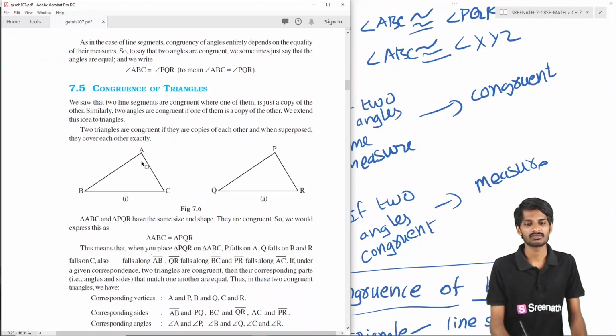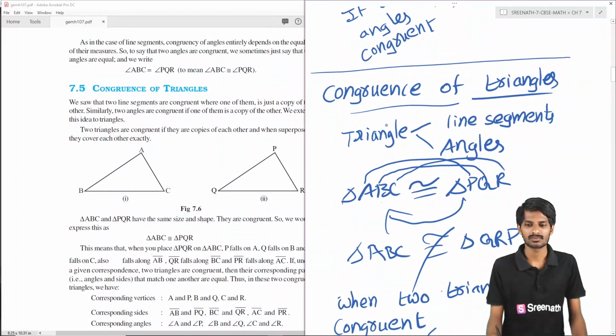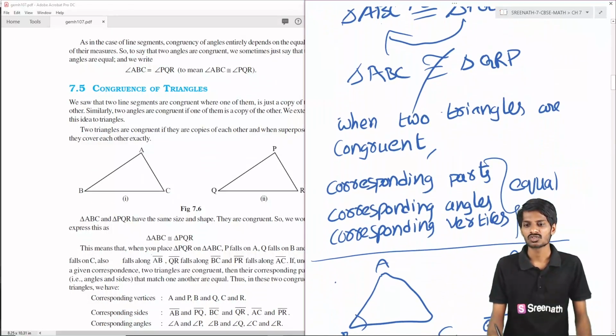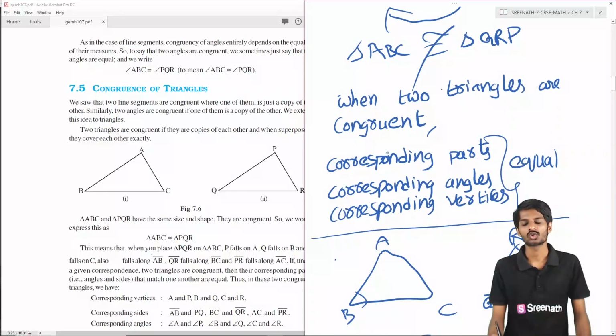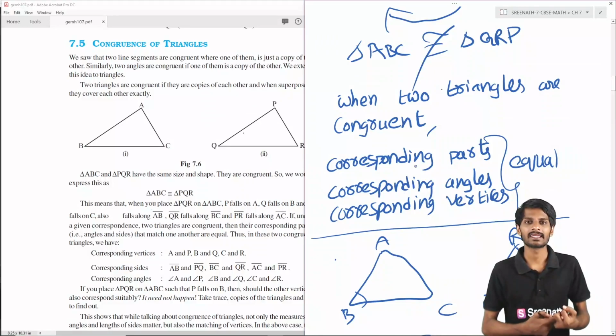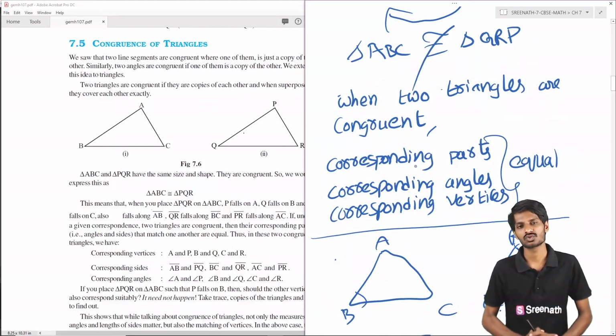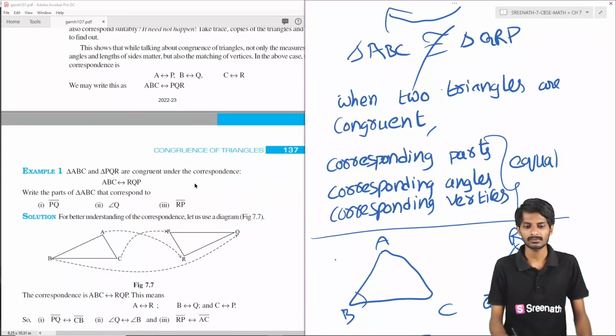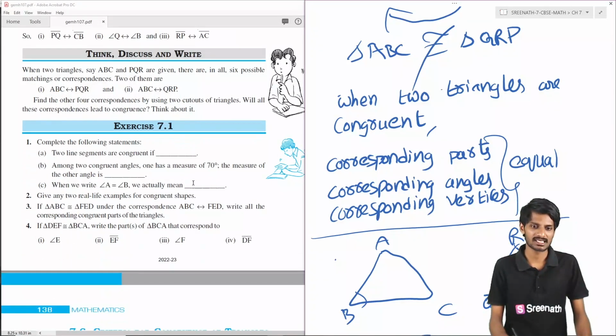Next thing is congruence of triangles. Whenever a triangle is made up of line segments and angles, we have studied the congruence of triangles. When two triangles are congruent, automatically their corresponding parts, which means corresponding sides, corresponding angles, and corresponding vertices, are also equal, identical, students. Even if you change the vertices order, then the correspondence will be disturbed. There are some examples we have discussed.